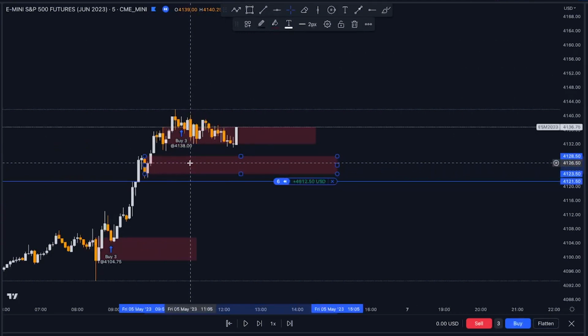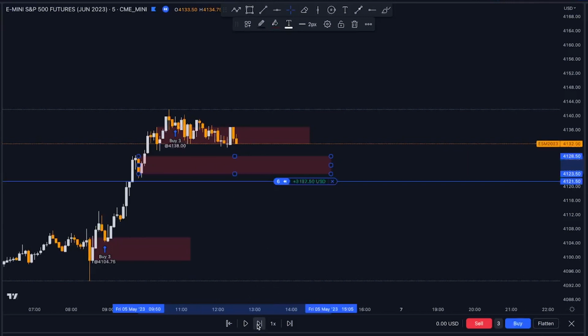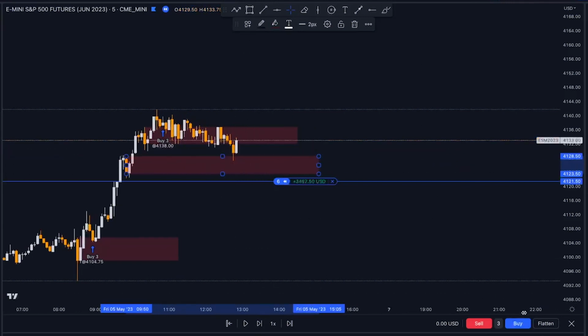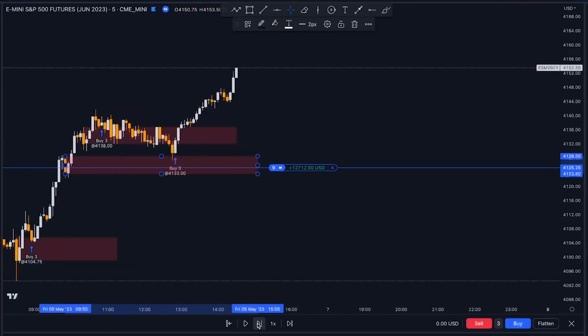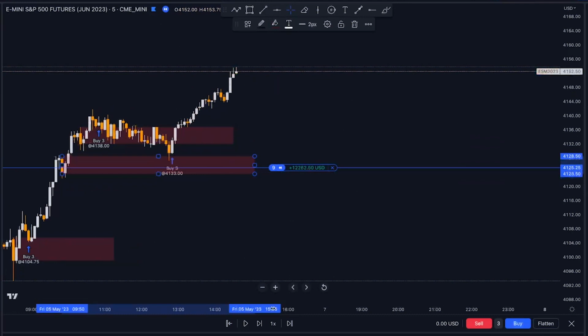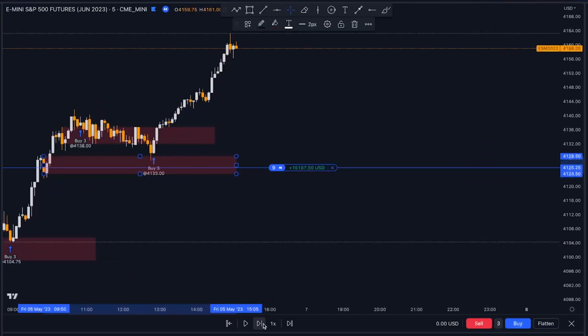Because if 3 of your PD arrays fail, that's a sign that your idea is wrong. So that means if the fair value gap fails, if your 2 order blocks fail, well, that's 3 PD arrays, get out of the trade. So let's see how this plays out. If we get, okay, another entry here. And the price continues. There is another order block. But you see, it's very simple.